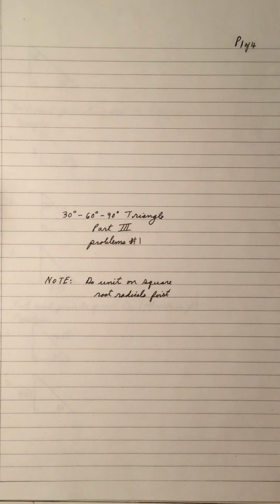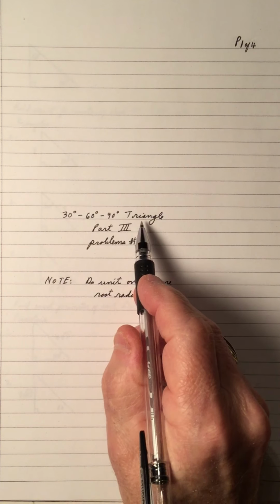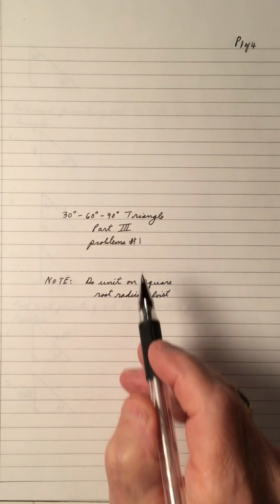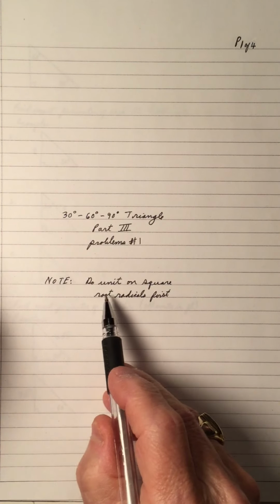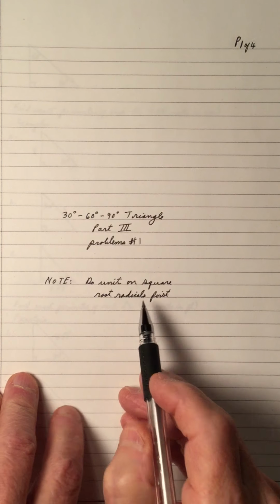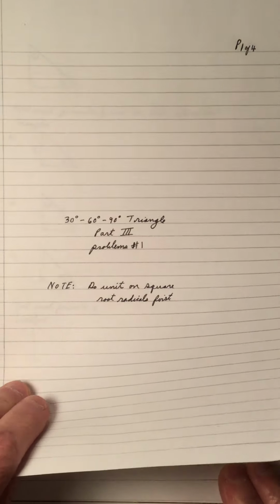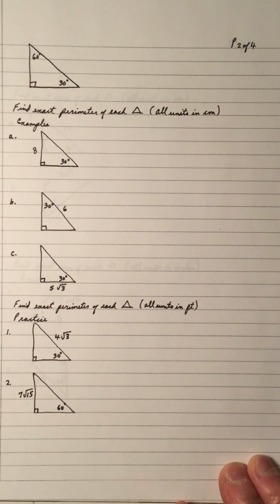Hi, welcome to my video on 30-60-90 right triangles, part 3, problems number 1. And just a note, do the unit on square root radicals first to make the working in this video easier.